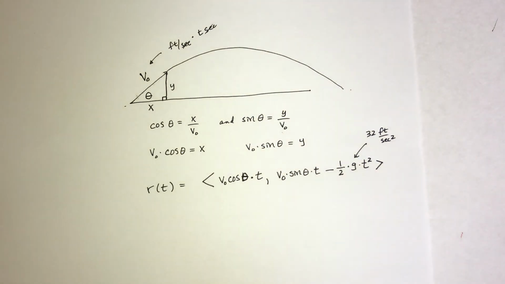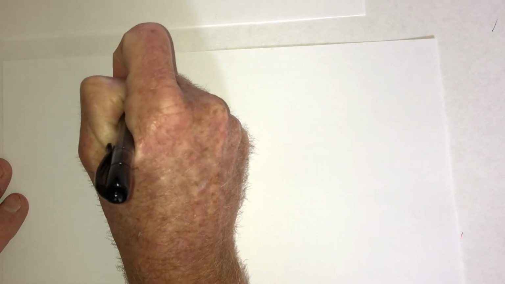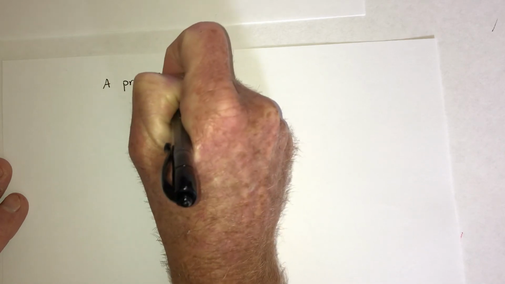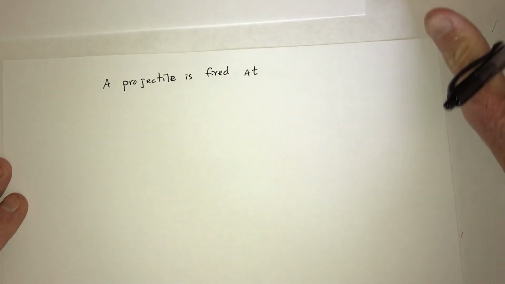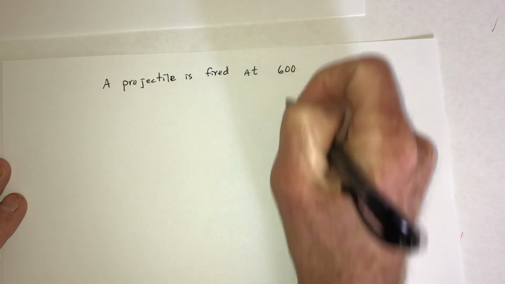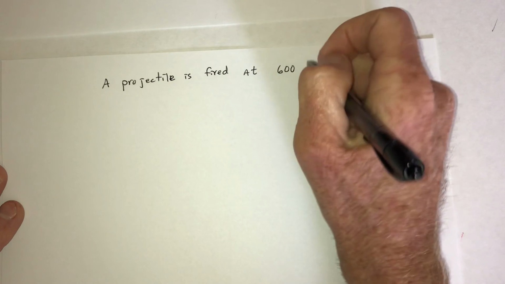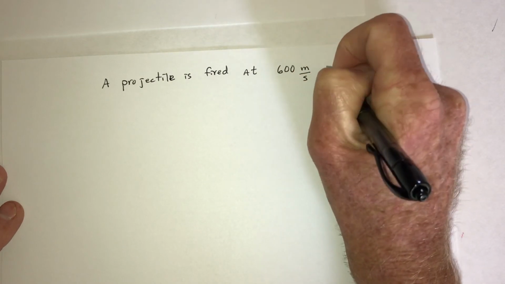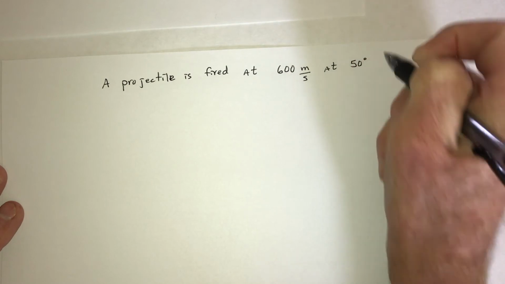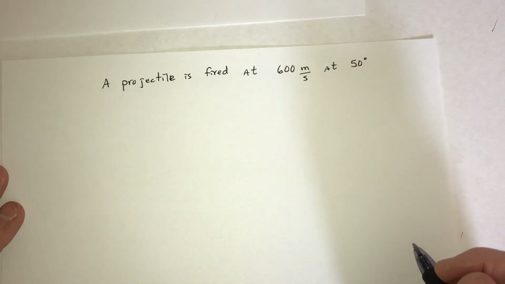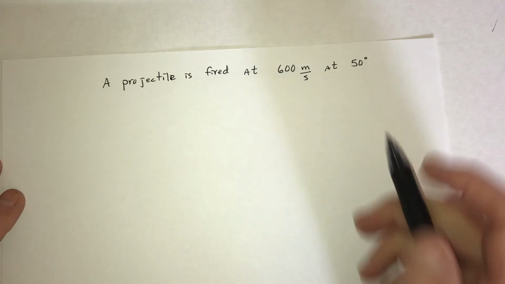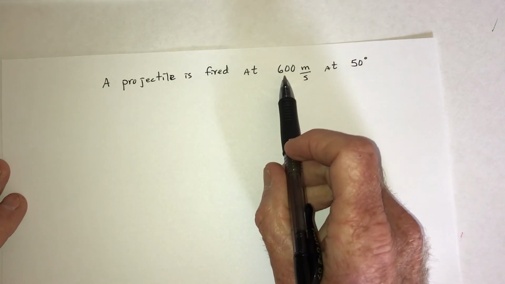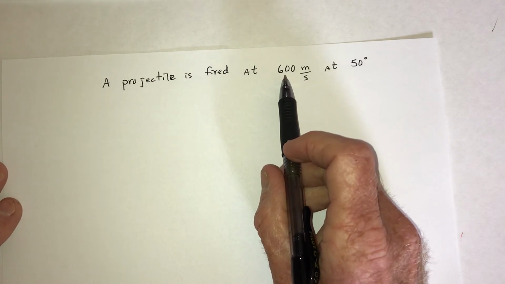Now, an example. A projectile is fired at, then I looked at the homework and they used the metric system, meters per second, at an angle of 50 degrees. That's the beginning of the question. That's all the information you need. You need to know what angle and what is the initial velocity. Then you can come up with a whole bunch of things.